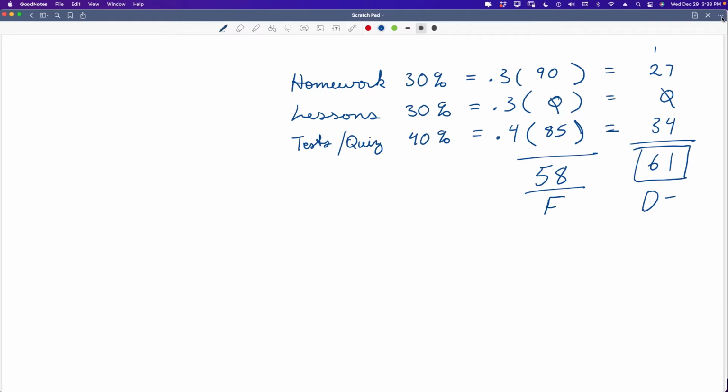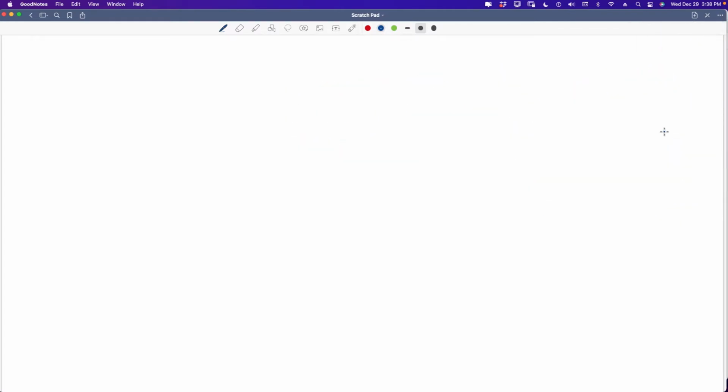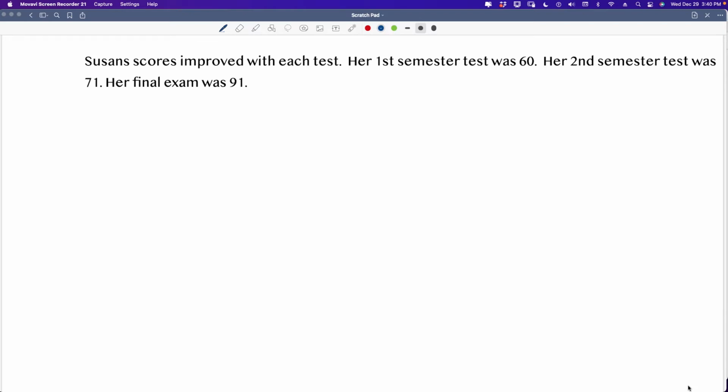Let me give you an example of that. I'm going to pause and type this in here for you because my handwriting is atrocious. All right, so let's talk about Susan for a minute and her teacher. Susan's scores improved with each test. Her first semester test was 60. Her second semester test was 71, and her final exam was 91.